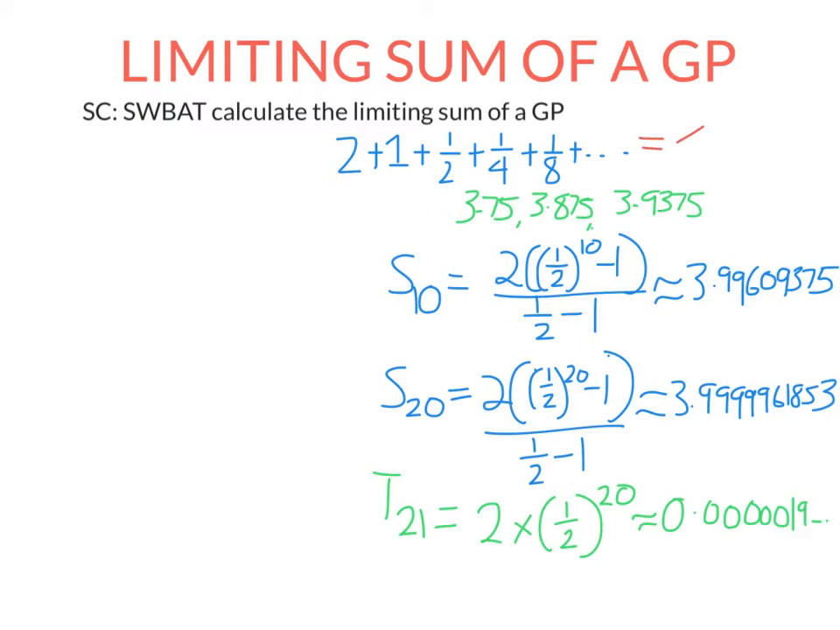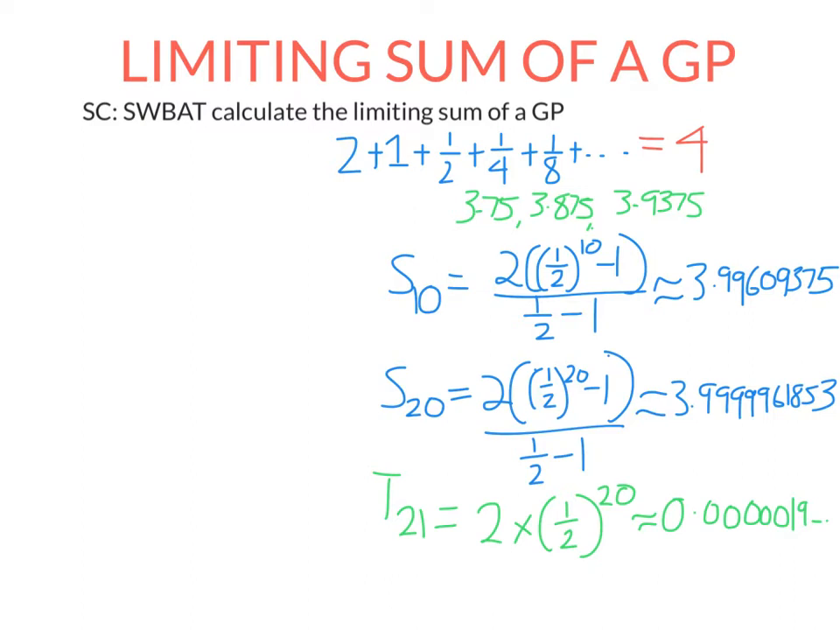So we say that the sum of this infinite series here, there are infinitely many terms that goes on forever, is equal to 4. And that's why we call it the limiting sum of a GP. It's the limit of the partial sums. It is like the highest sum that the sum of these terms can go to.